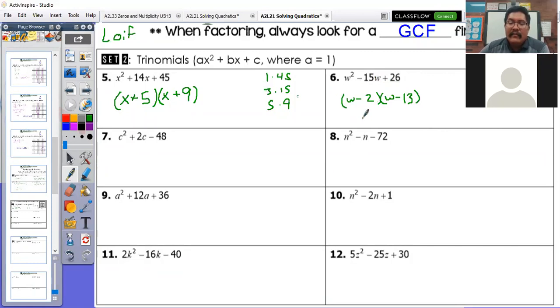And you should check them. Always check them really quick to make sure that they will work out. So W times W is W squared. Negative 13W, negative 2W, combine those together, you get negative 15W. Negative 2 times negative 13 is positive 26.